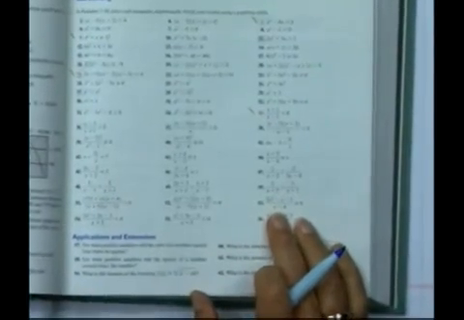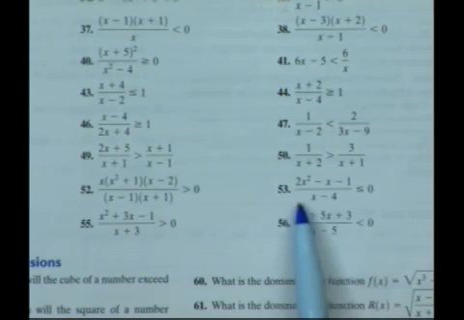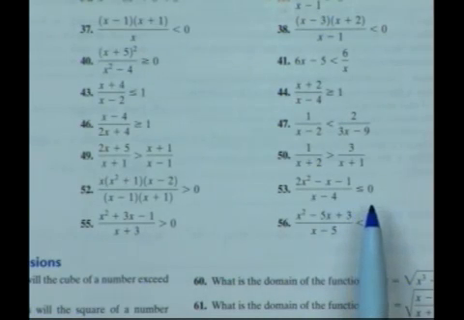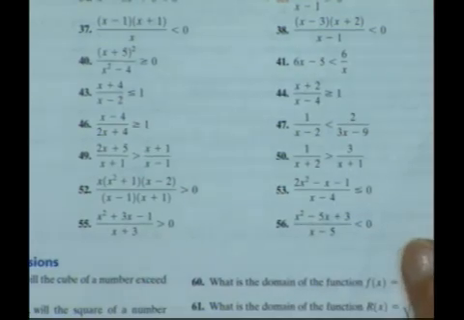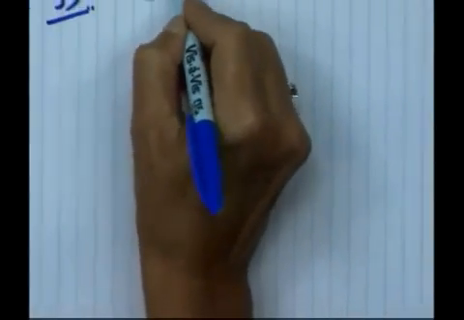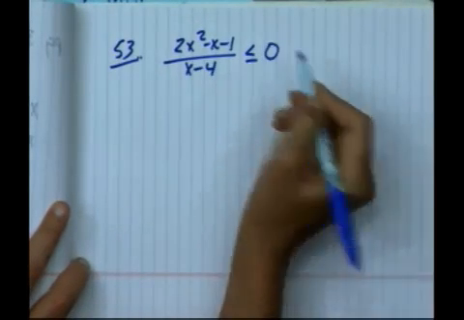All right, let's look at number 53. This is a rational inequality. This is, again, about a 10-minute little exercise. We're on page 365, number 53. 2x squared minus x minus 1 over x plus 4. We want to know where this is less than or equal to 0. Rational inequality. Okay, let's write it down. 2x squared minus x minus 1 over x minus 4 less than or equal to 0.